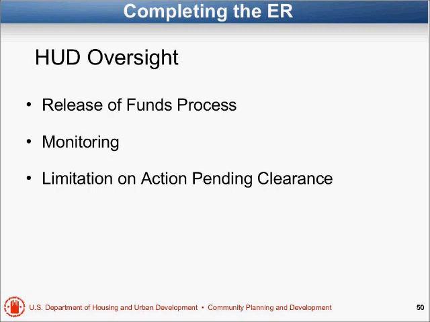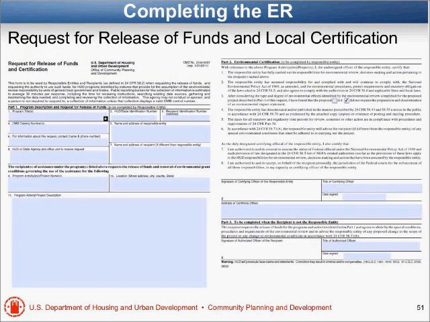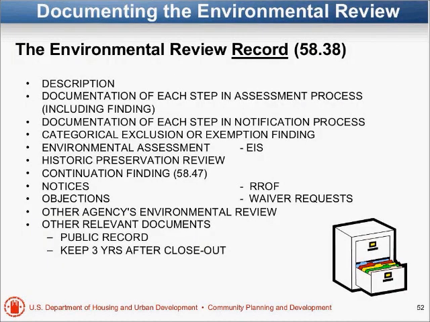Remember, also, we talked earlier, Charlie even made a point of saying a limitation on action pending clearance. If HUD has read in the newspaper that there was a groundbreaking on your project, and then 2 weeks later the request comes in, don't be surprised if HUD says, excuse me, did you start this project? You weren't supposed to, and we can't release the funds. I mentioned that when HUD comes out and reviews, they'll look at the environmental review record. What's in that environmental review record?